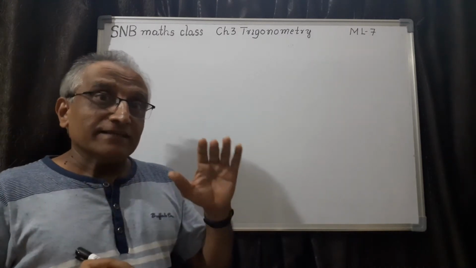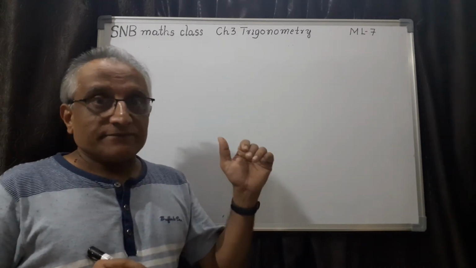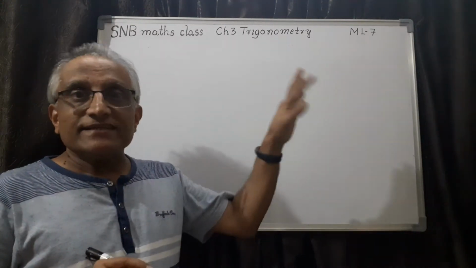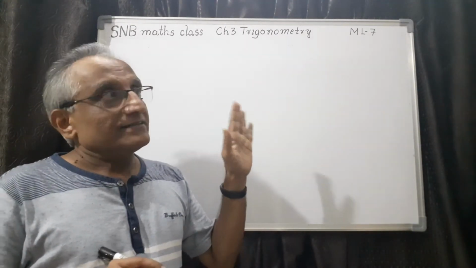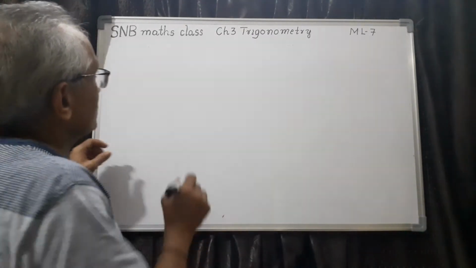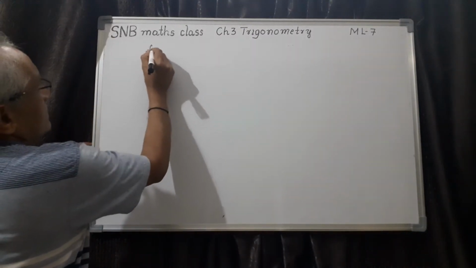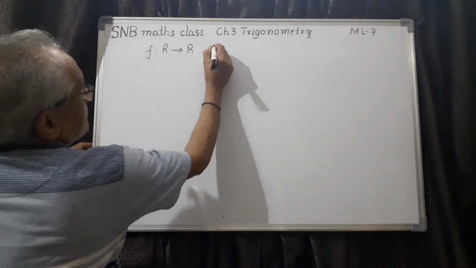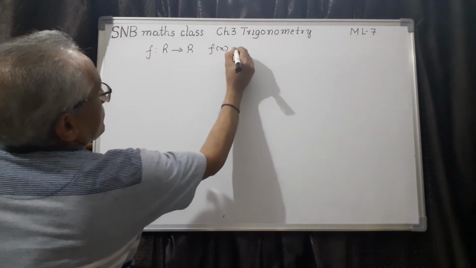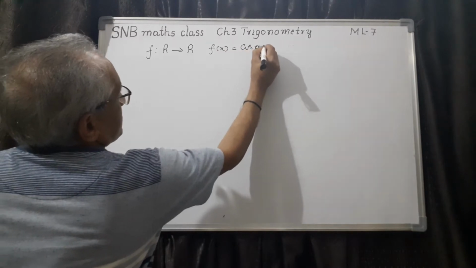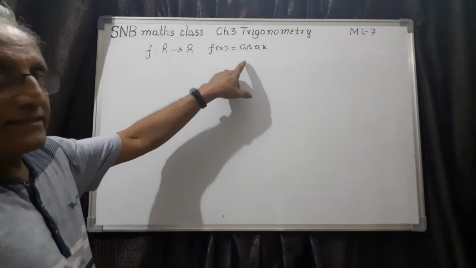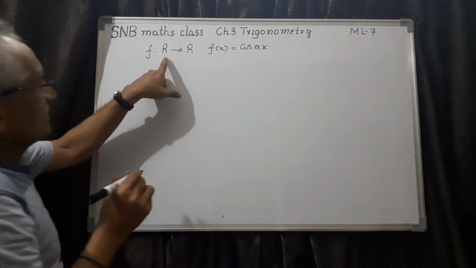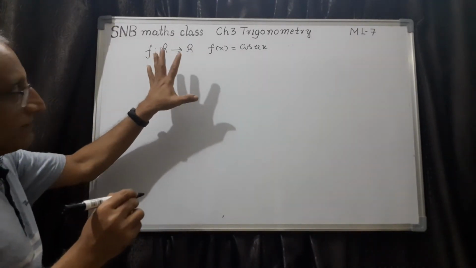First, let me explain the nature of cosecant x. Once you know cosecant x nature, it is very easy to understand secant x. They are almost parallel. Then, of course, cot x separately. Now, let me consider the function f from R to R defined by f of x equal to cosecant x. You know cosecant x is the reciprocal of sin x.